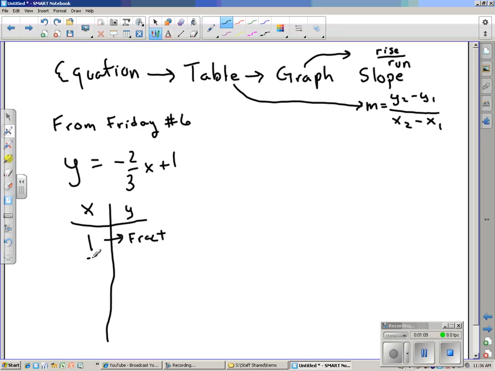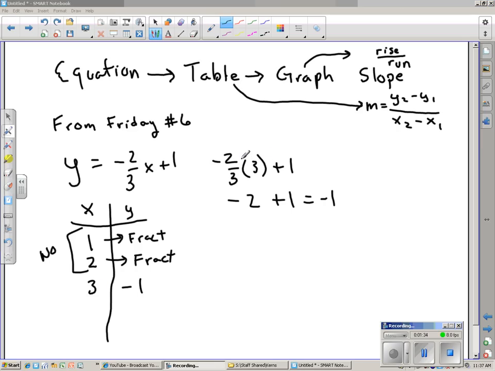If I plug in 2, will I get a whole number or will I get a fraction? 2 divided by 3 is still a decimal. It's still a fraction. It's still messy. So I'm not going to plug in a 2. We're going to skip those numbers. Don't use 1 and 2. But what about if I plug in a 3? Will that give me a nice pretty whole number? Yes. So plug in a 3.